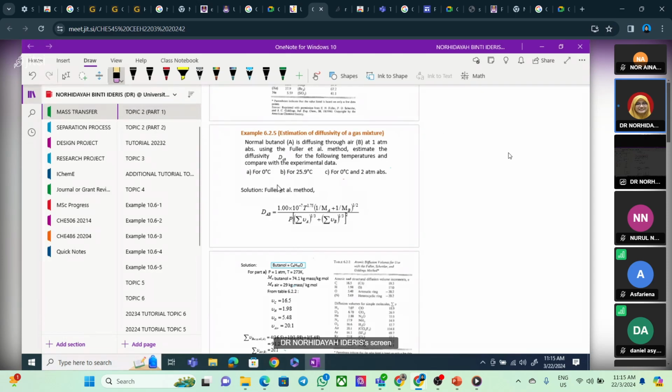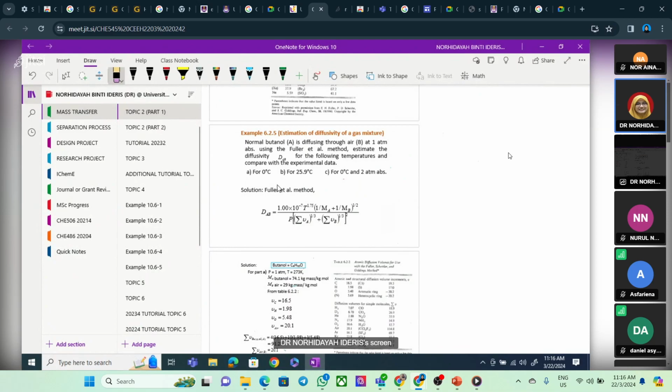Normal butanol is diffusing through air. Okay, we have a space filled with air, and then you have butanol gas diffusing through the air at 1 atmospheric pressure. Dia kata by using Fuller method, kita nak agak berapa estimate the diffusivity of DAB at the different temperature here.